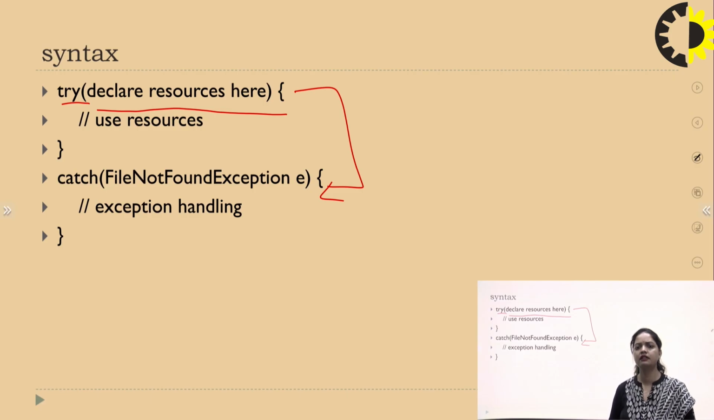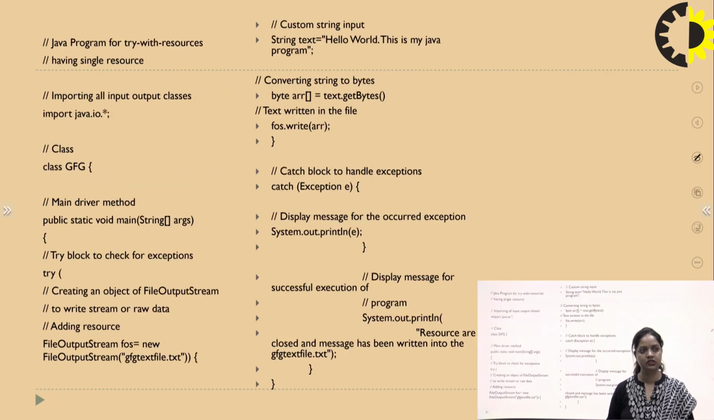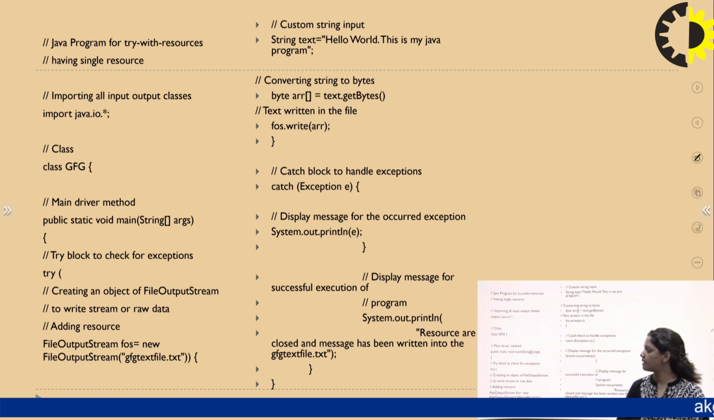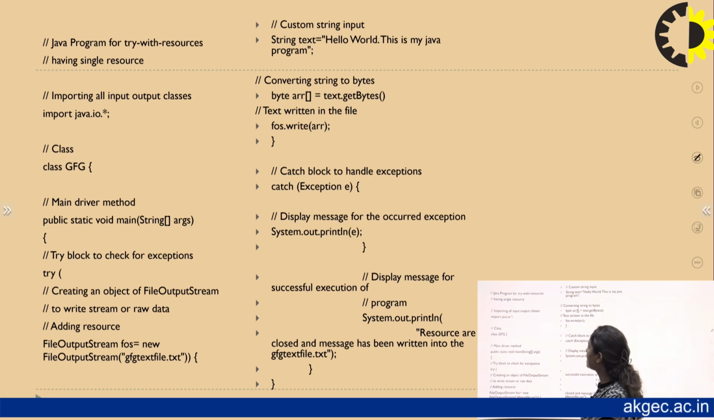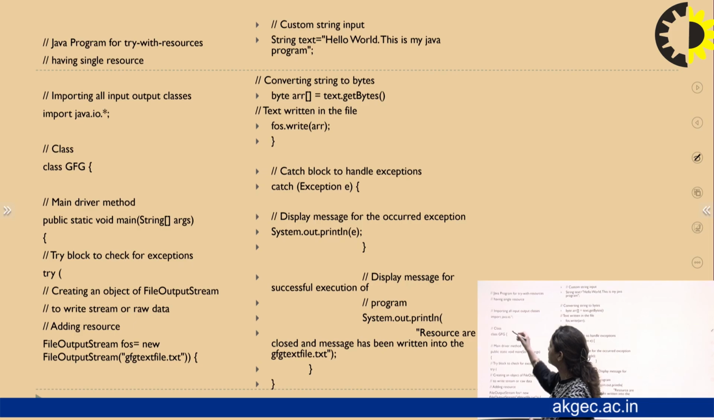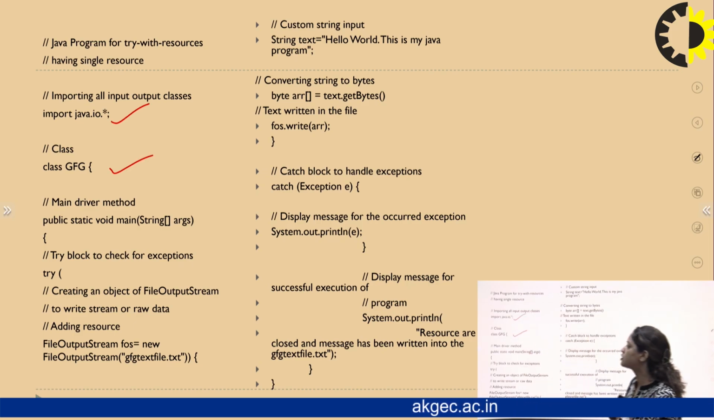So let's take an example program to see how it is used in Java, that is the advanced try block, try with resources. So there is a programming example for this. In this example, we are creating one simple class. We are importing the input output package also, because this example is about file handling in Java.